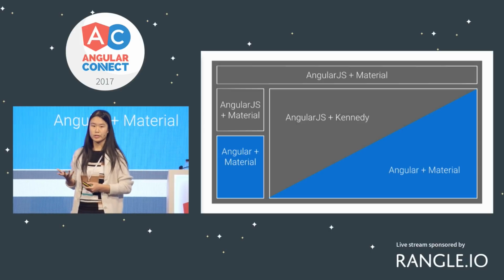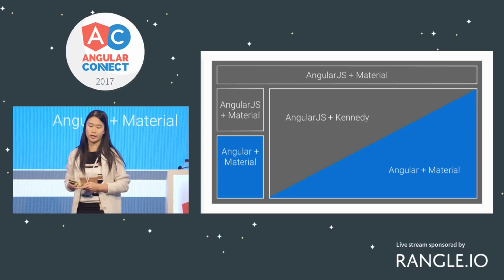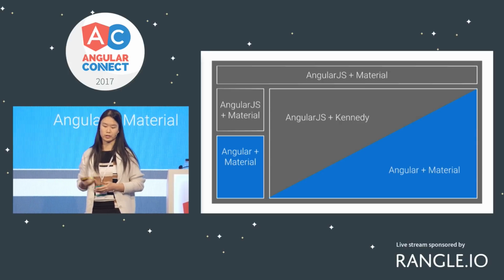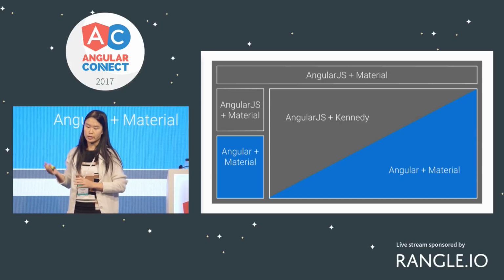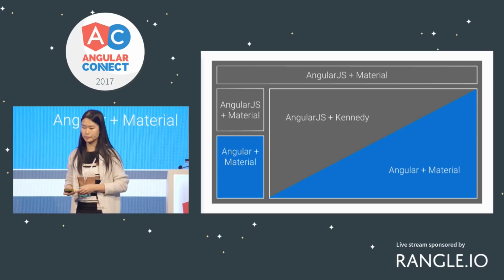Here's the ideal of what we want in our UI. All of the UI shell, including the top bar and the left nav, is going to be in Material regardless of which framework it's in, AngularJS or Angular. Whereas the page itself, if it's in AngularJS, is going to be in Kennedy, and if it's in Angular, it's going to be in Material.